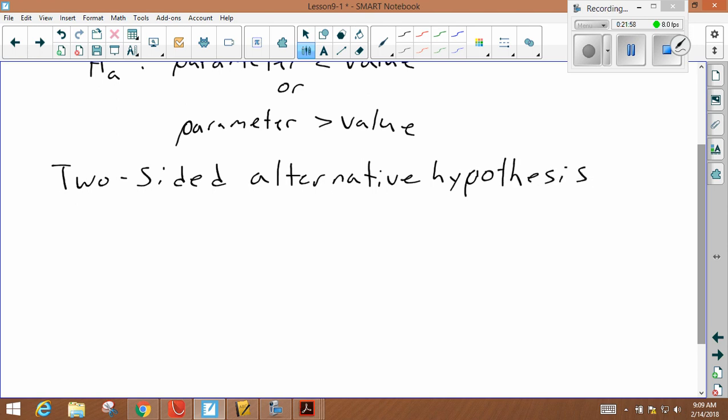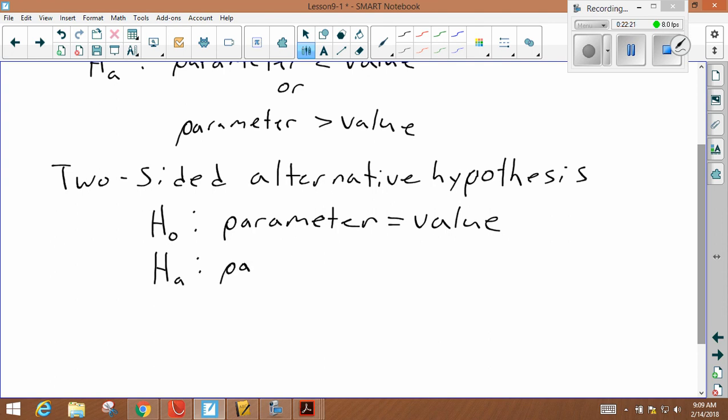And it's going to look like this. Our null hypothesis will be that we have some parameter equal to some value. And that's always the way that's going to be. And then our alternative hypothesis will be that the parameter is not equal to some value.